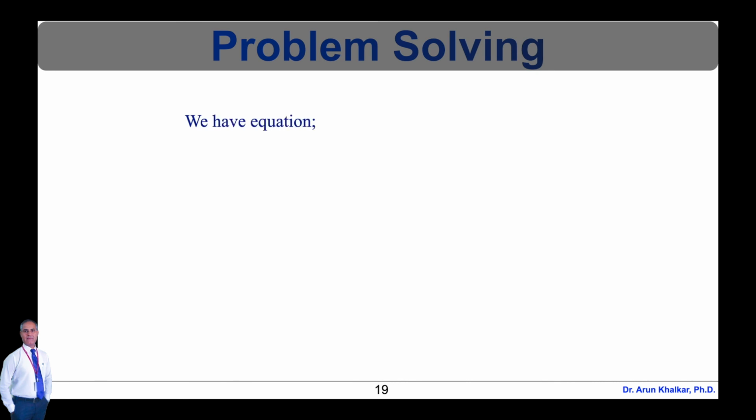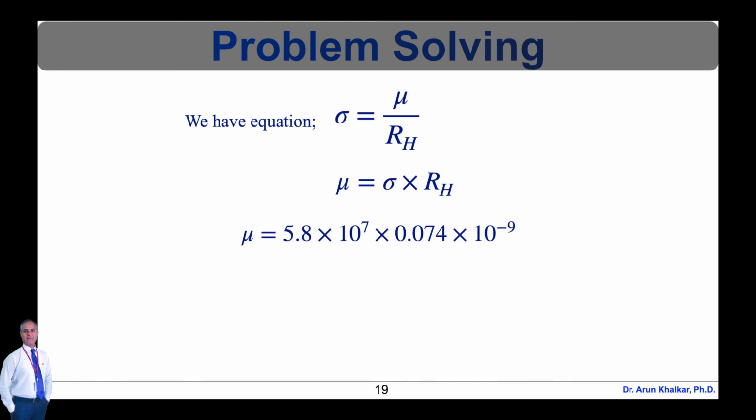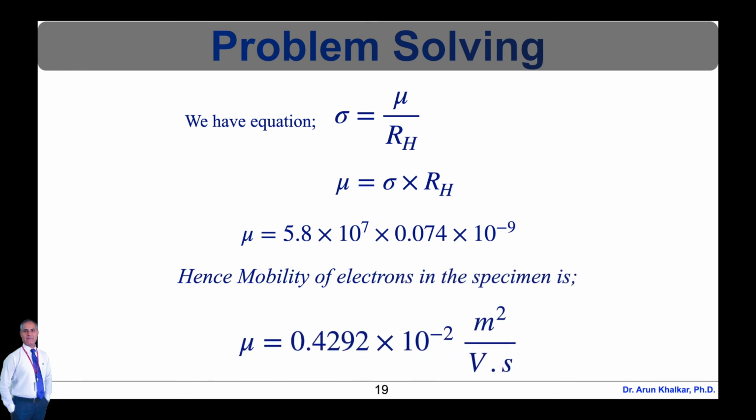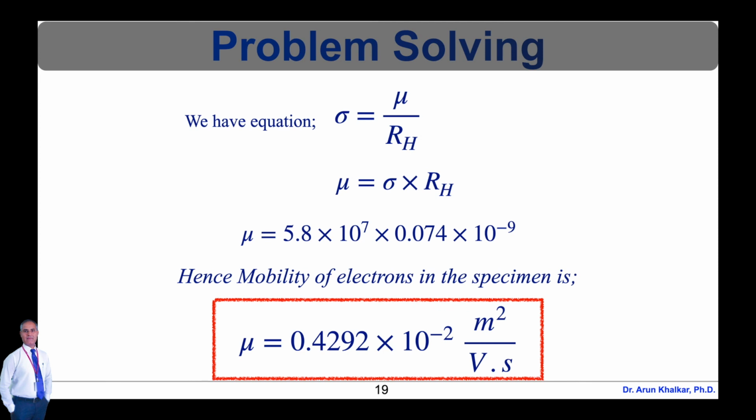Therefore, we have the equation mu is equal to sigma into RH. By putting the values of all these parameters in this equation, we can write mu is equal to 5.8 × 10^7 into 0.074 × 10^-9. Hence, the mobility of electrons in this specimen is mu equal to 0.4292 × 10^-2 meter square per volt second. So this is the answer of this problem.